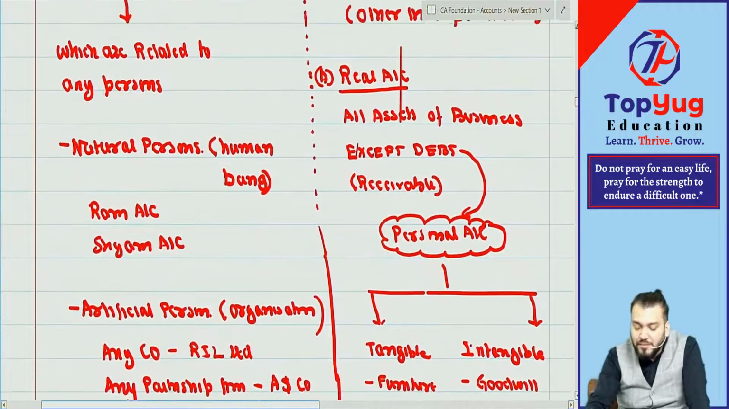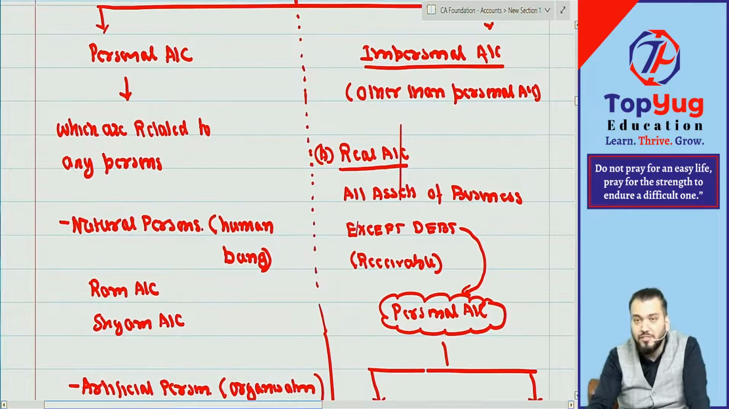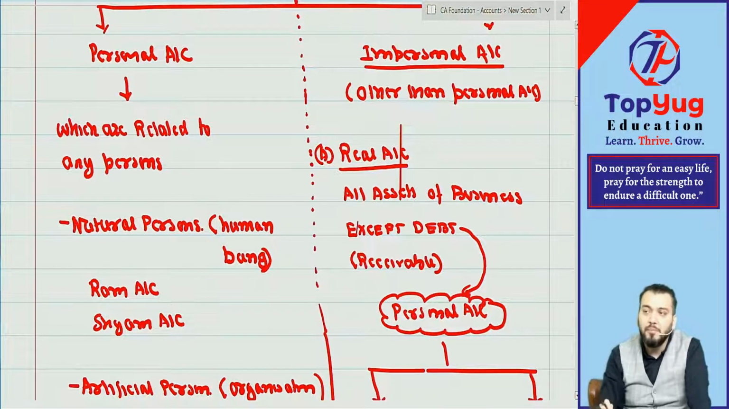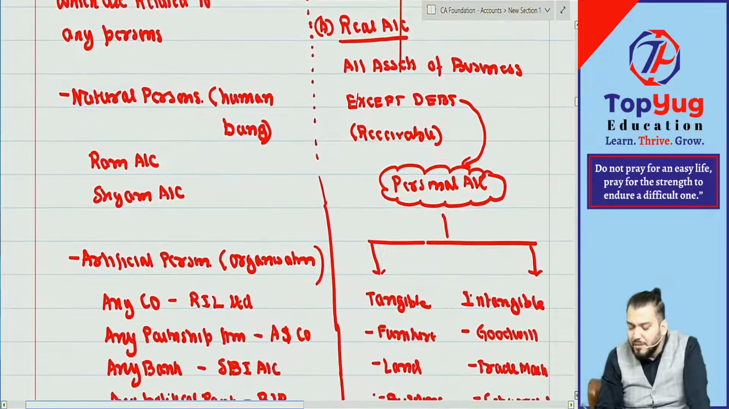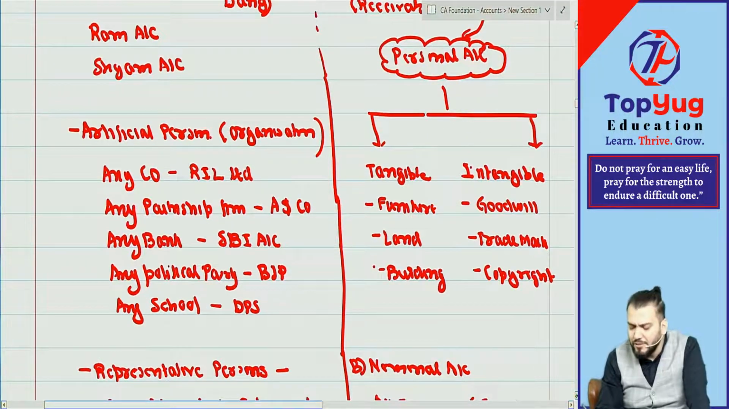Then we have understood that impersonal accounts are those accounts which are not related to persons, means other than personal accounts. There are two types of impersonal account. One is real account, other is nominal account. Real account means all assets of business except debtors, that means receivables. Receivables are also assets, but receivables will be personal accounts. Therefore, they cannot be real accounts. So any account which is a personal account cannot be a real account, but that personal account can be an asset. So an asset can be a real account as well as a personal account. Real account can be tangible asset as well as intangible asset. You know the example.